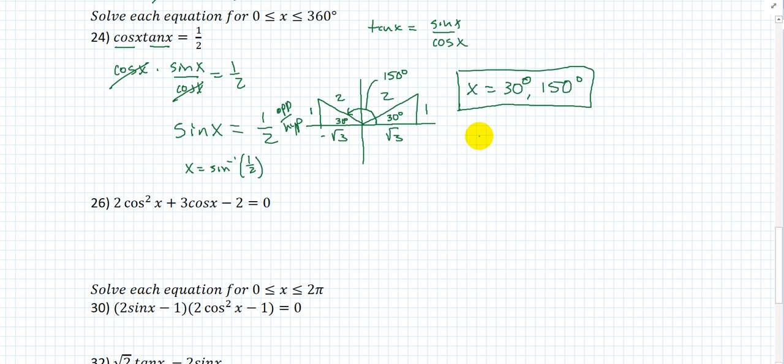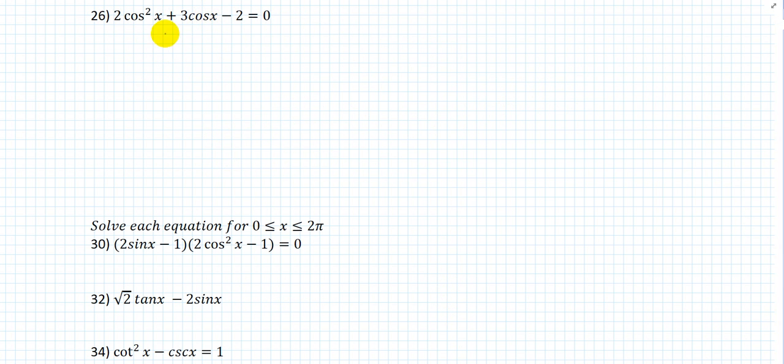Okay, and again, you could pause and go back, so I'm just going to keep going, but I'm going to pause and get ready for number 26. Okay, number 26 looks ugly, but it's really not.